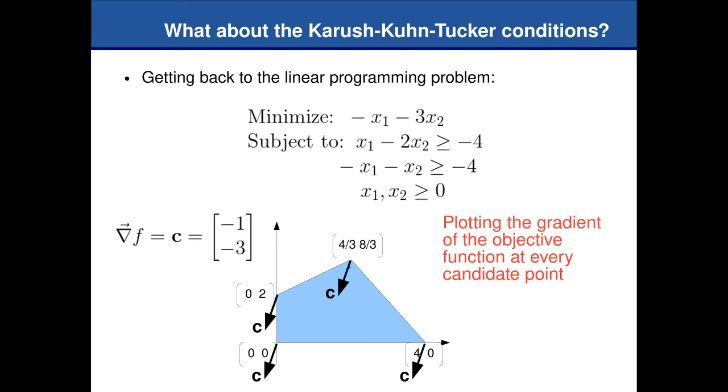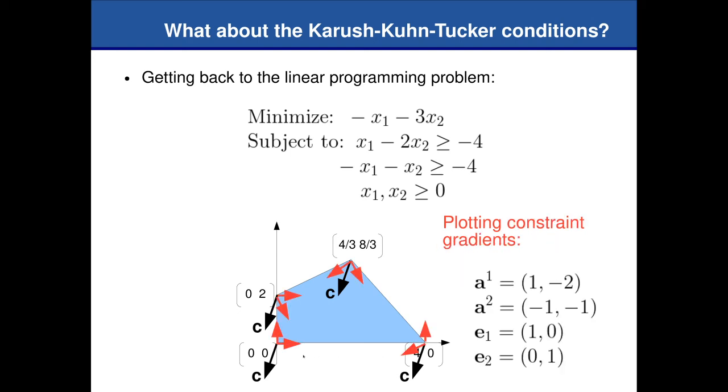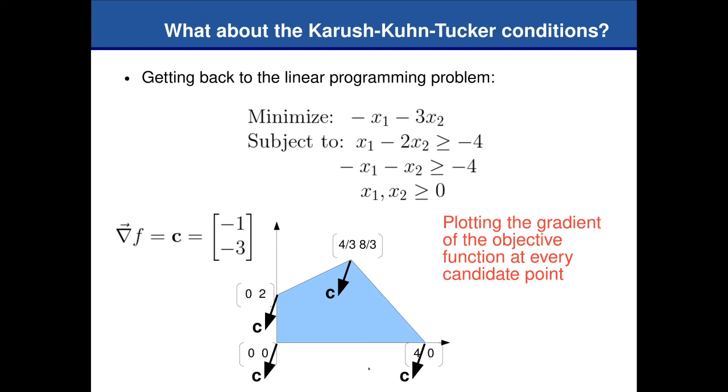I just plot it as my vector. Starting at this point, I plot -1 in terms of this axis and -3 in terms of this axis. Take a look: -1 over here from this point to the left, and -3, like 1, 2, 3, in terms of x2. And that's my vector, starting at this point and going to this particular point. That's a position vector representing my gradient for my objective function. I will plot the same vector on each corner. After plotting that same vector at each corner, I plot the gradients for the constraints.